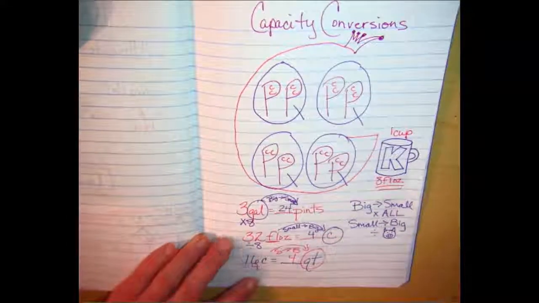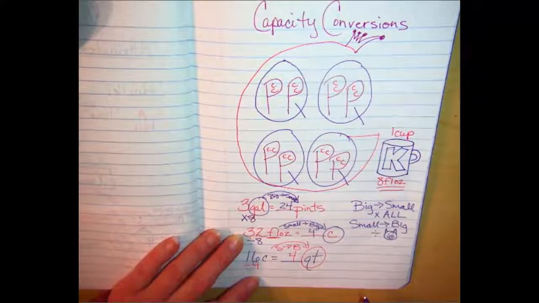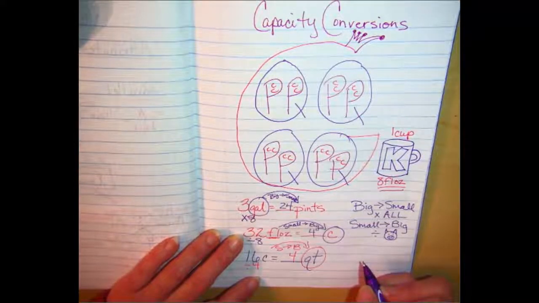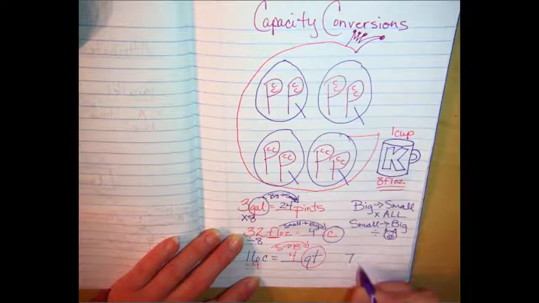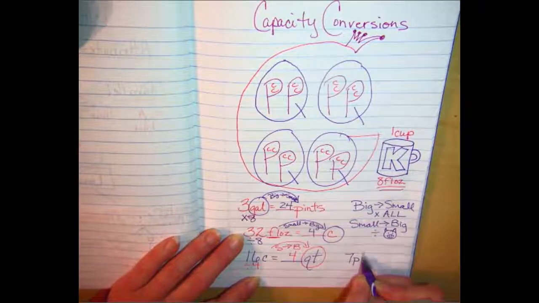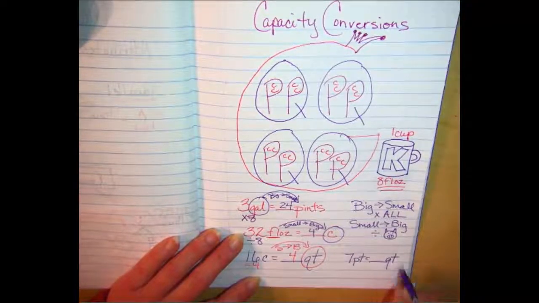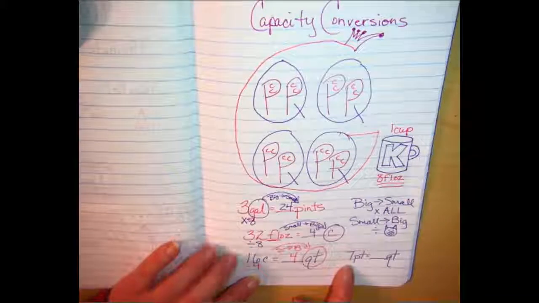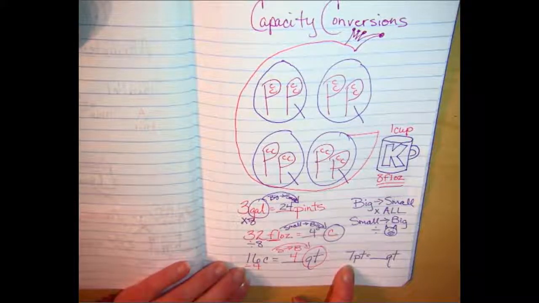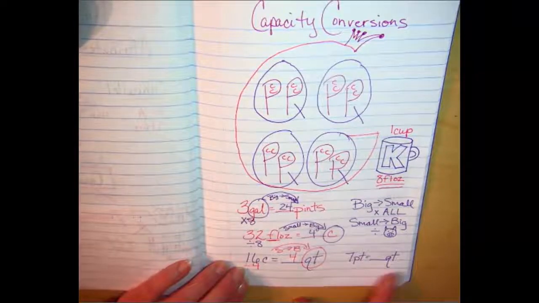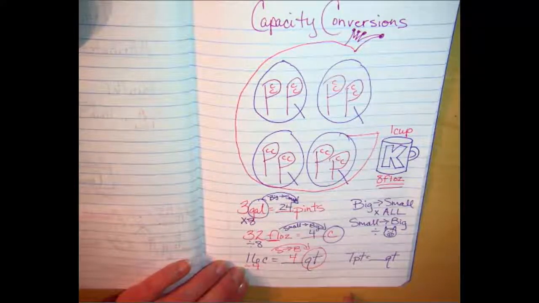What if I have one that's 7 pints to quarts? Did I throw a wonky odd number at you? That usually means it's not going to divide evenly, and I'm going to have some leftovers. Remember how yesterday we had some leftover inches, leftover feet?